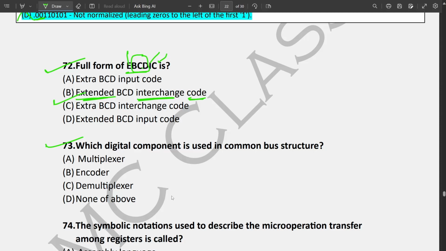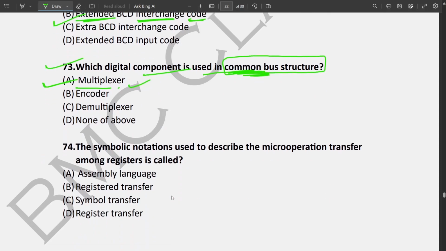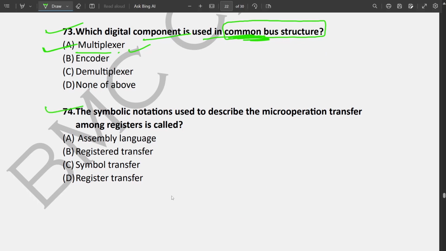Which digital component is used in a common bus structure? So, common bus structure, note this. In a common bus structure, the answer will be multiplexer. Next question. The symbolic notation used to describe the micro-operation transfer among registers is called what? Register transfer. Option number B is correct.